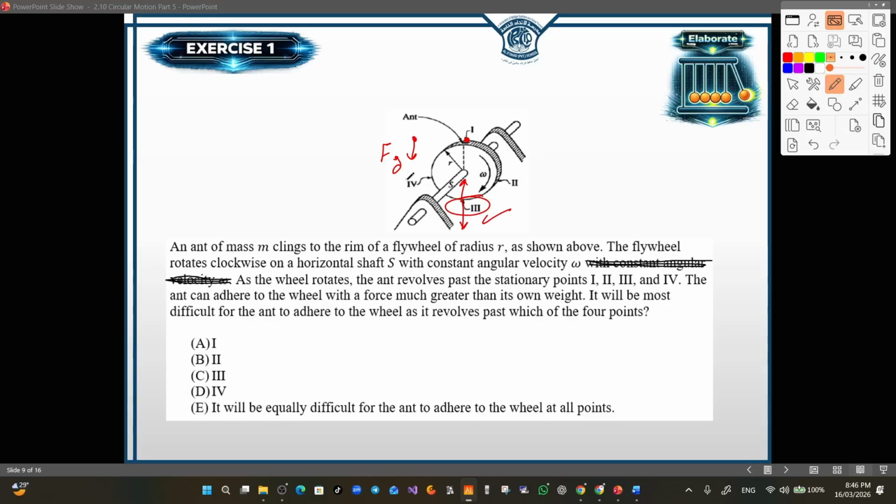Now, what about points II and IV? At the sides of the wheel, the direction toward the center is horizontal, and this is the direction of the centripetal force, while gravity acts vertically downward here and vertically downward there. So gravity neither directly helps nor directly opposes the centripetal force. These positions are in between the top and the bottom in difficulty. So the most difficult point for the ant to adhere to the wheel is point III, the bottom of the circle, because that is where gravity opposes the centripetal direction the most. Therefore, the correct answer is C, or point III.